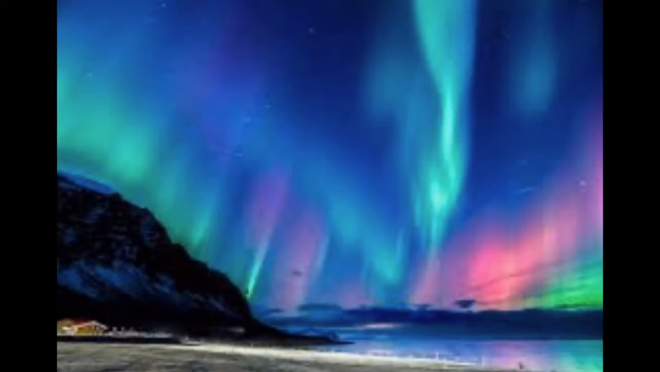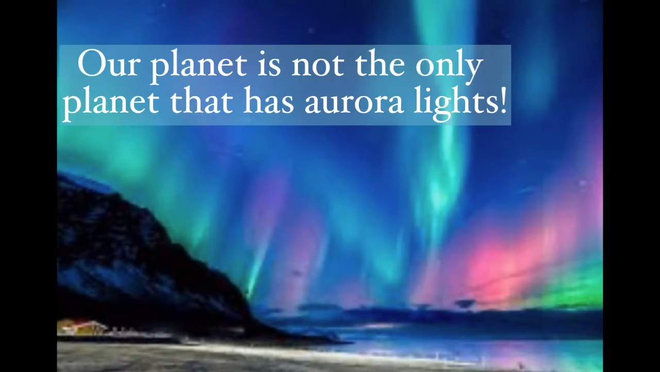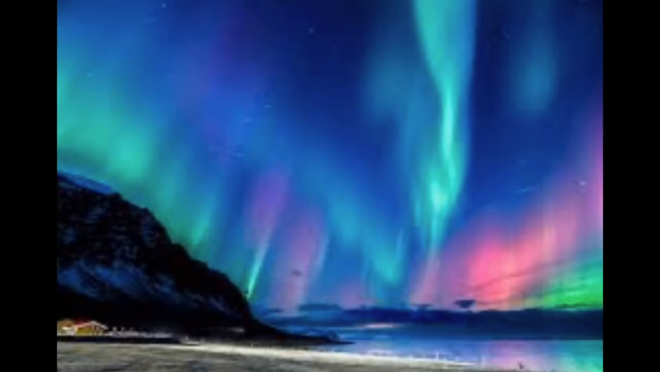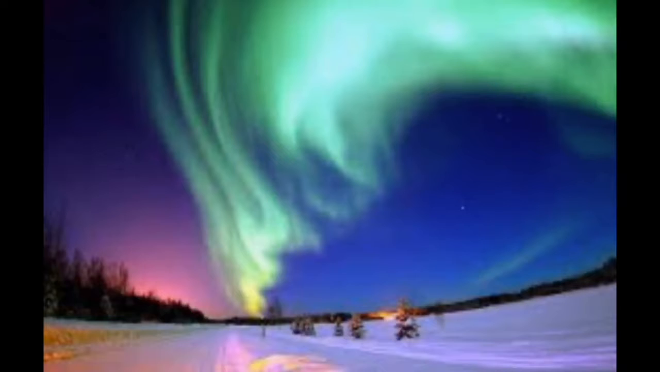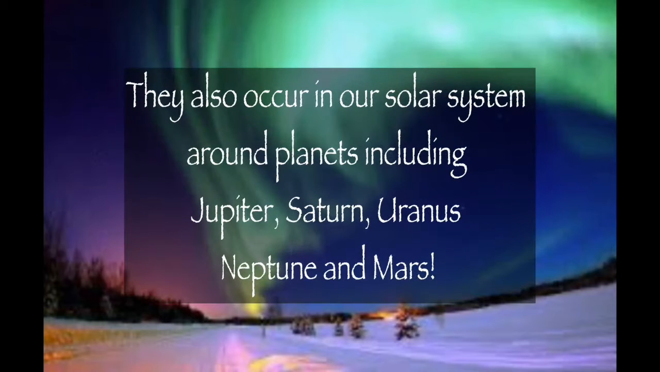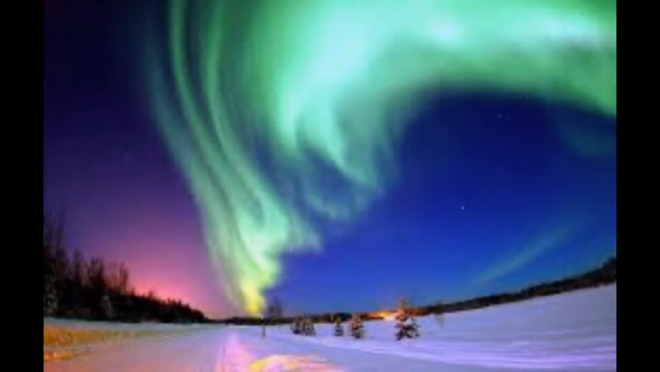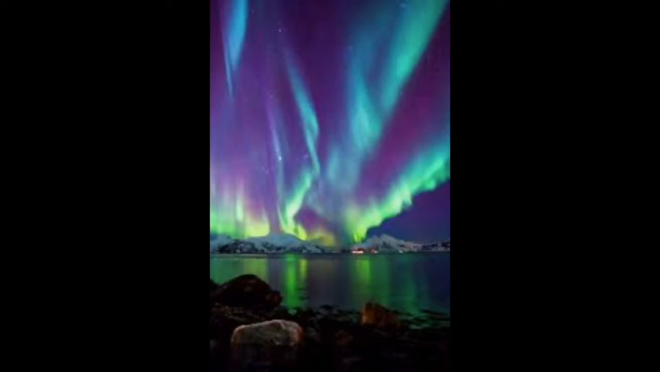Auroras also occur on other planets. So our planet is not the only planet where lights in the sky occur. They also occur in our solar system around planets including Jupiter, Saturn, Uranus, Neptune, and Mars. Similar to Earth's aurora, the lights have been seen close to other planets' magnetic poles, just like our magnetic field.